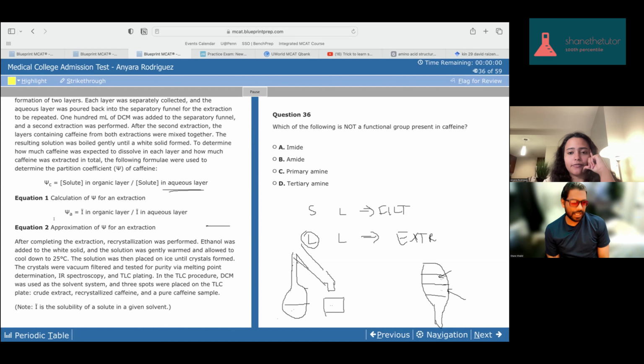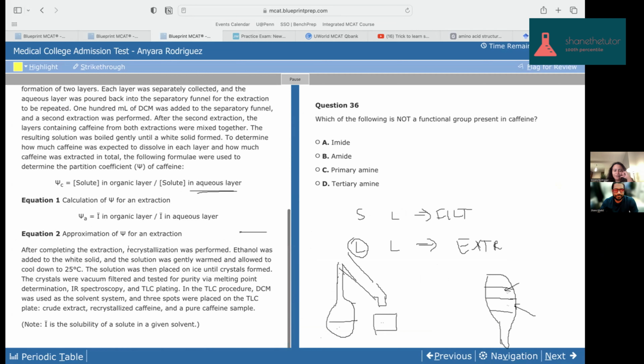So okay, so we see that. Let's see. After completing the extraction, recrystallization was performed. Okay, what is that? You're forming back the crystal, so like you're going back to solid is what I'm thinking. Tell me a little bit more.